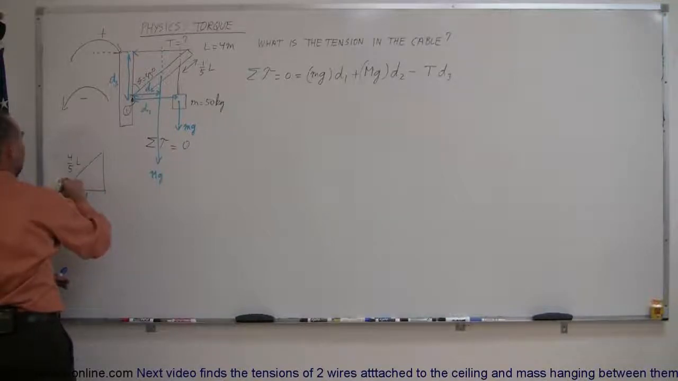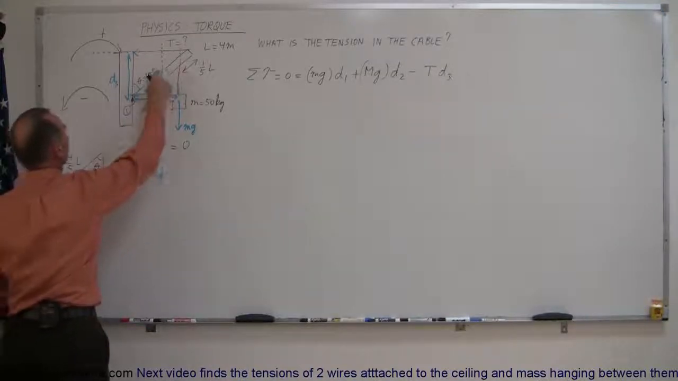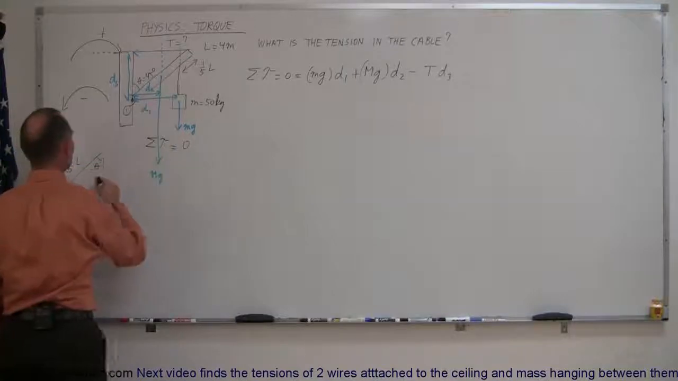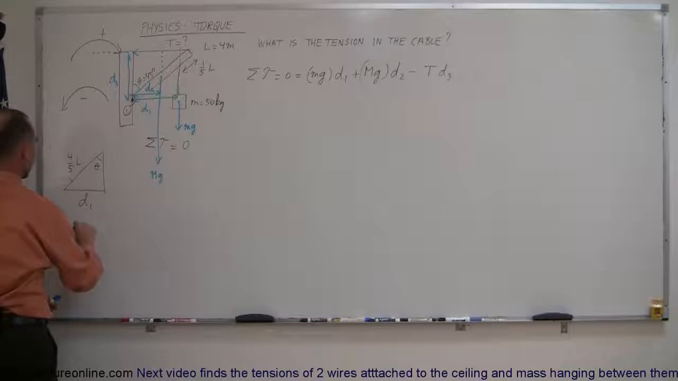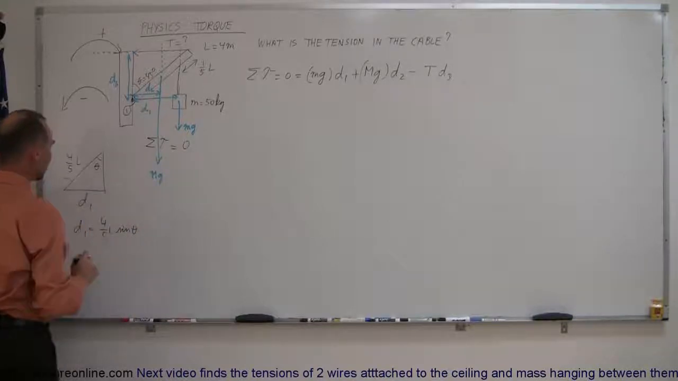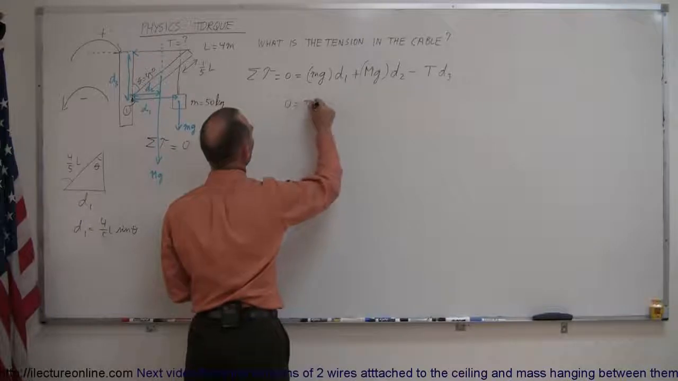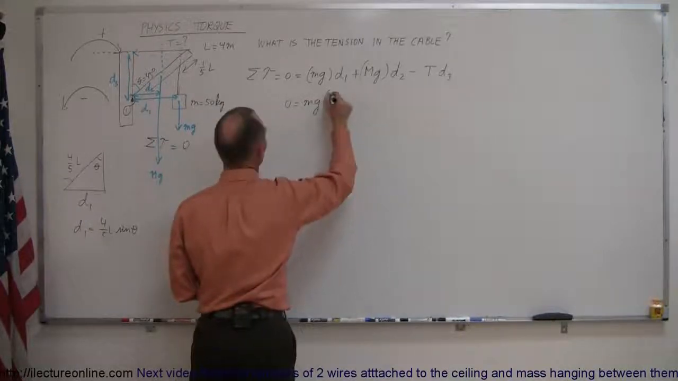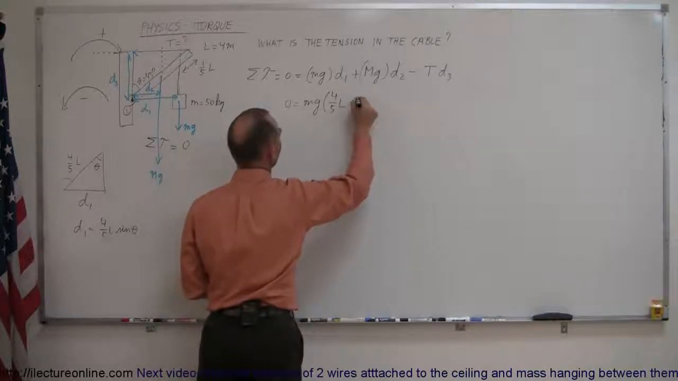This angle right here, theta, if it's 45 degrees, that's equal to this angle theta right here. That's the same, so alternate interior angles are equal, so I'm going to use this angle right here as being theta. And since D1 is opposite to the angle theta, I can say that D1 is equal to the hypotenuse, which is 4/5 L, times the sine of the angle theta. And that goes in for D1. All right, so we have 0 is equal to mg times D1, which is 4/5 the length of the beam, times the sine of the angle theta.